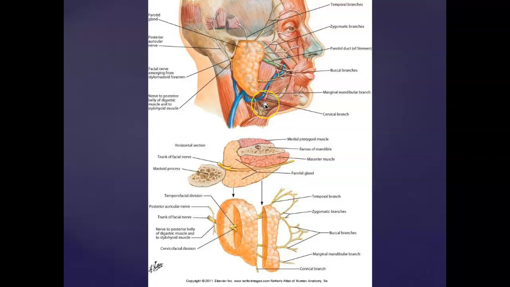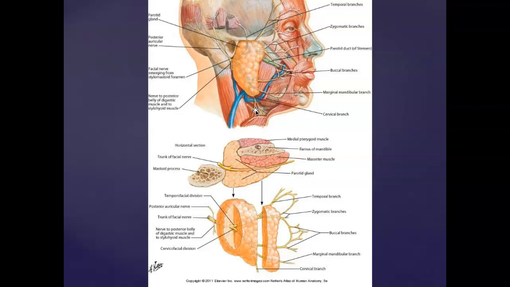Okay. Sometimes mnemonics that I give you are helpful, sometimes they aren't. The one that I remember for this is 2 zebras brought my carriage. Temporal, zygomatic, buccal, marginal mandibular, and cervical. If that helps you, great. If not, that's fine too.